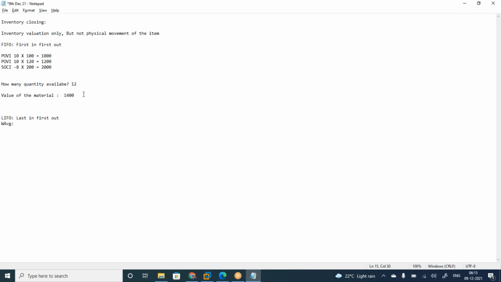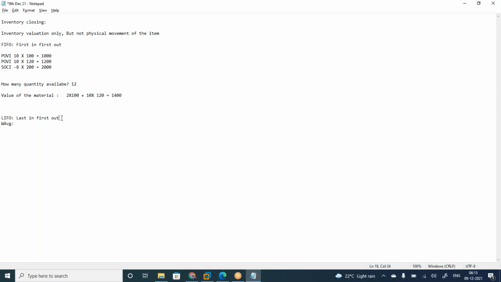How did it come? We are using the methodology first in, first out. So we have to remove 8 quantity from the first lot, then the remaining quantity is 2. 2 multiplied by 100 is 200, plus 1200, it is 1400. So it is 2 multiplied by 100 plus 10 multiplied by 120, equal to 1400.